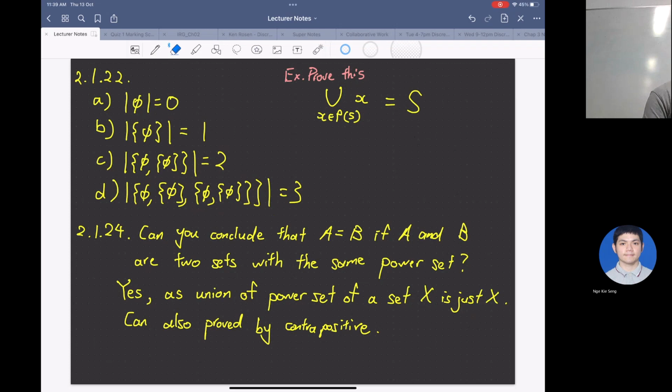So remember last time I introduced the Peano axioms: 0, 1, 2, 3 here. So these sets here correspond to these numbers here. 0, 1, 2, 3. Okay.